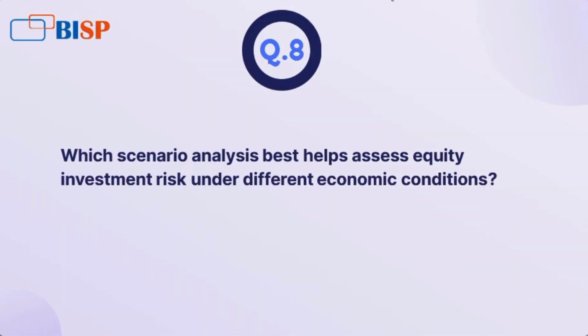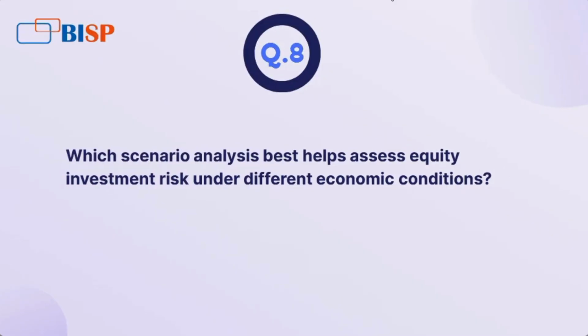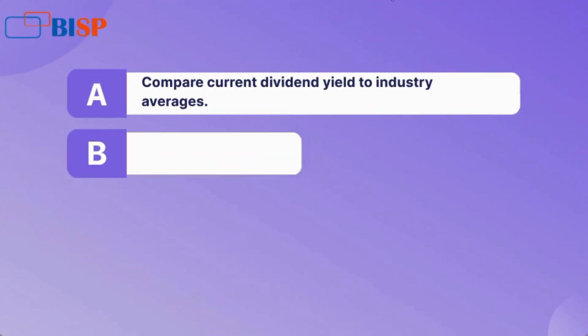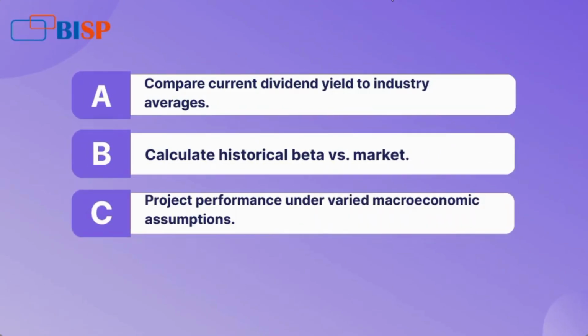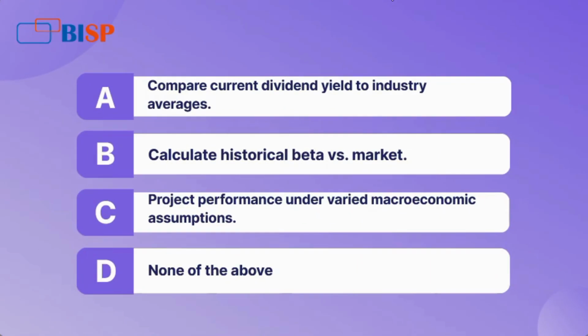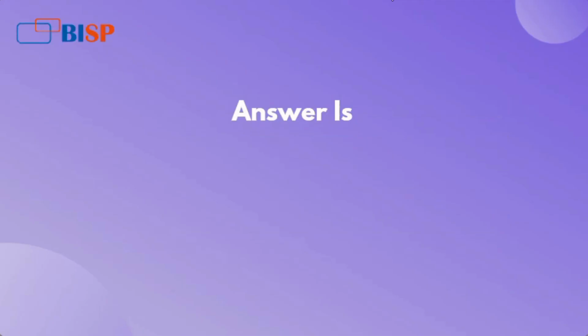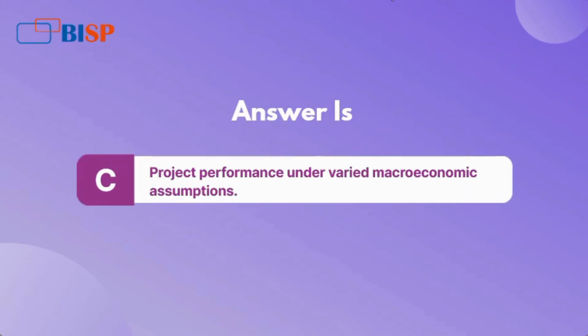Which scenario analysis best helps assess equity investment risk under different economic conditions? A. Compare current dividend yield to industry averages. B. Calculate historical beta versus market. C. Project performance under varied macroeconomic assumptions. D. None of the above. Answer is C. Project performance under varied macroeconomic assumptions.